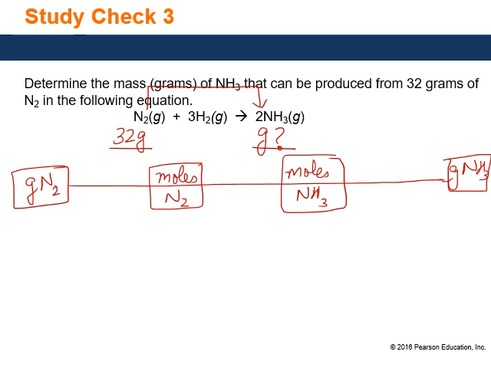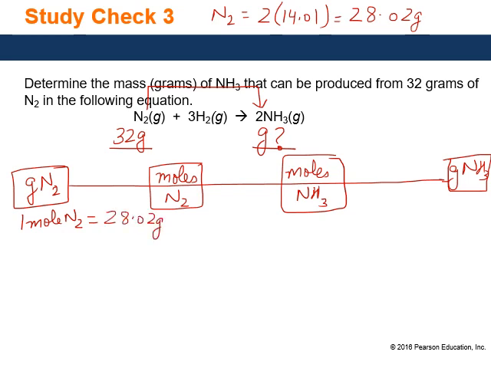What is the relationship between grams and moles of one same substance? It is the molar mass. So I need to find the molar mass of nitrogen, which would be: 1 mole of nitrogen weighs how much? It is N2, so you have 2 atoms of nitrogen. Each is 14.01 from the periodic table. Total is 28.02 grams, meaning 1 mole weighs 28.02 grams.